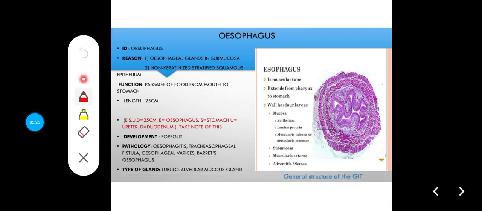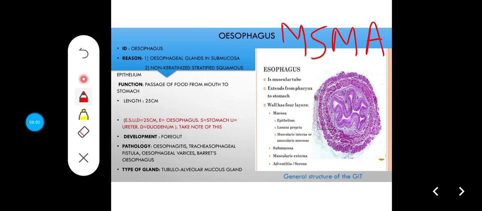MSMA. So the first M represents the mucosa. The S represents the submucosa, which is a layer of connective tissue. Then the second M represents the muscularis externa. And then the A represents the adventitia or the serosa.